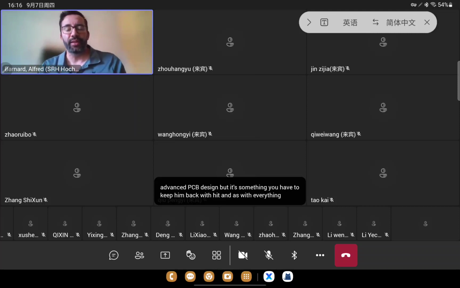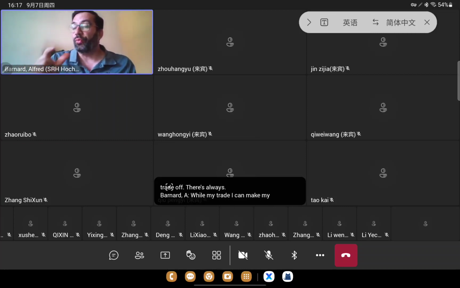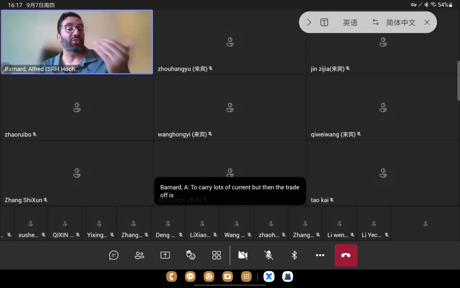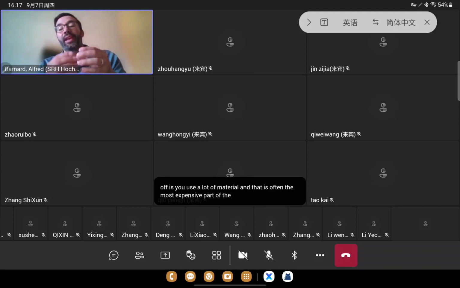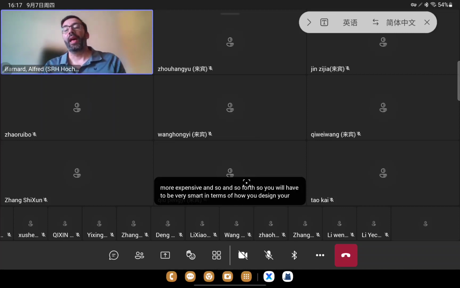And as with everything in engineering, nothing is perfect. There's always a trade-off. I can make my trace really wide to carry lots of current, but then the trade-off is you use a lot of material, and that is often the most expensive part of the PCB, the conductive material, and it is also heavier. So sure, I can carry lots of current, but it is wide, its physical size is bigger, it's more expensive, and so on and so forth. So you will have to be very smart in how you design your PCB.